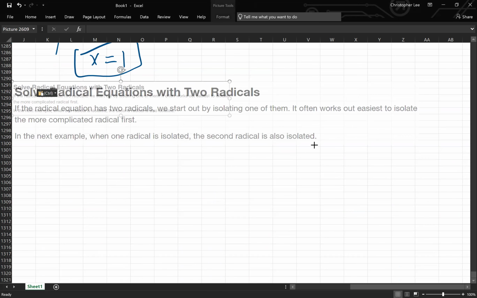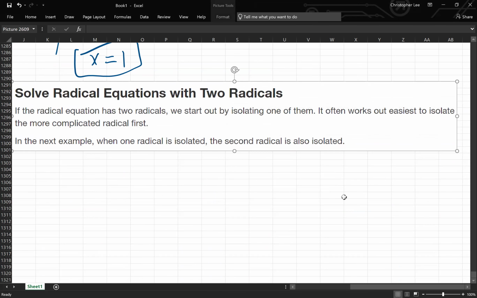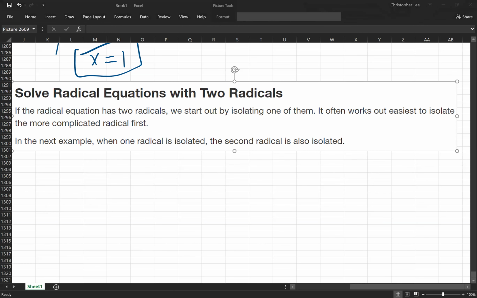So the next thing that I want to do is solve radical equations with 2 radicals. If the radical equation has 2 radicals, we start by isolating one of them. It often works out easiest to isolate the more complicated radical first. In the next example, one radical is isolated, the second is also isolated.